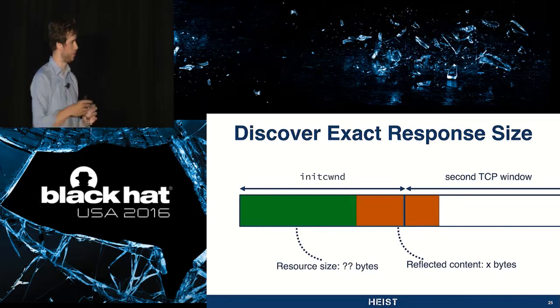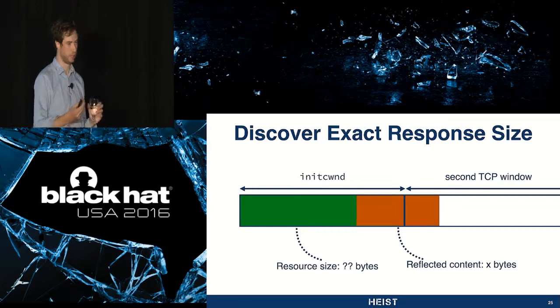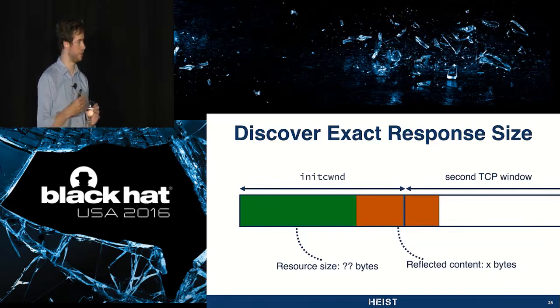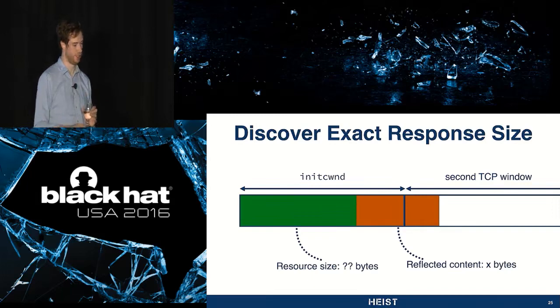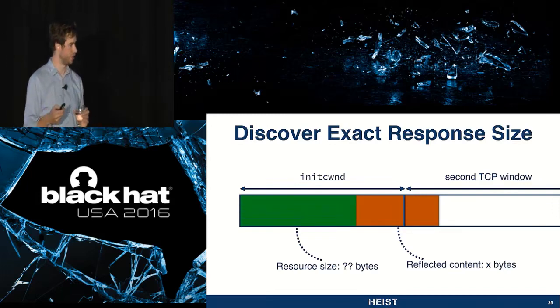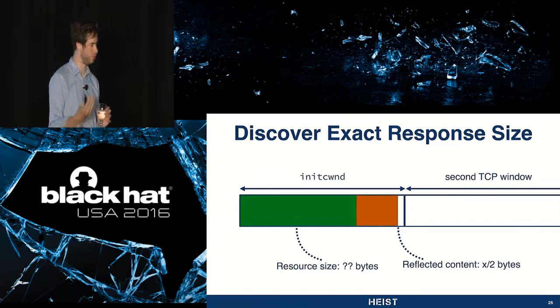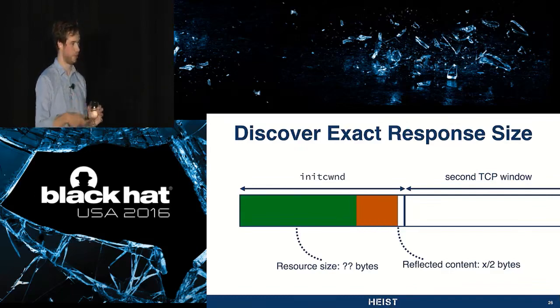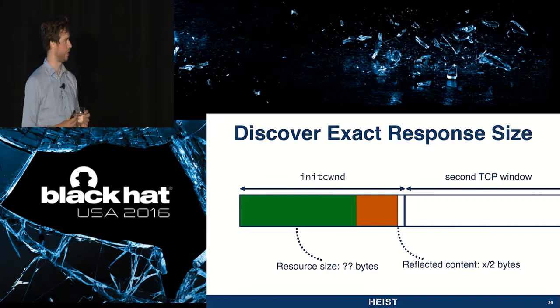So first he starts off with a reflected content of X bytes, and he notices that when he reflects X bytes, then the response takes up two TCP windows. So we have the initial congestion window and then some additional data in the second TCP window. So what he then does is he divides the number of bytes that get reflected by 2. Then he again measures whether it fits in a single TCP window or whether multiple were required. And in this case, it fitted in a single TCP window.